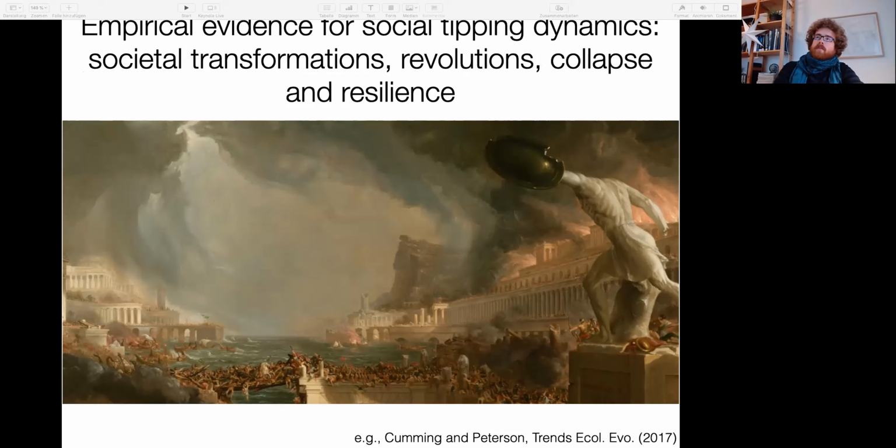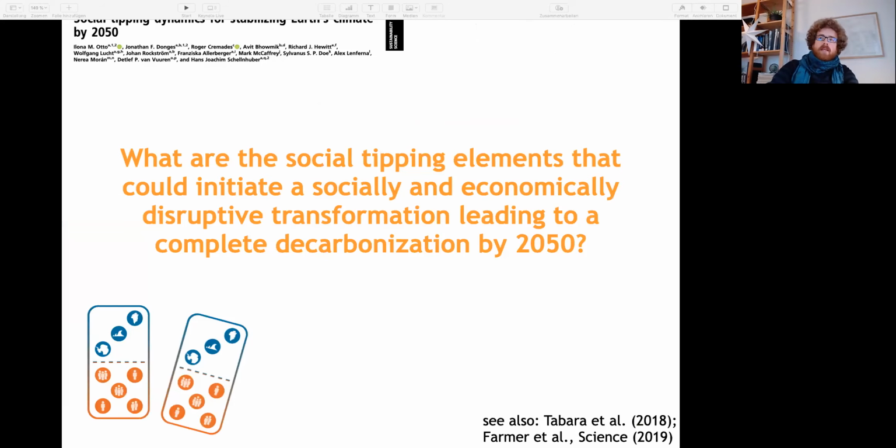There are societal transformations, revolutions, collapse of complex societies, and their resilience that have been studied in a large literature. And we've been asking, in one expert elicitation that we did in this Earth League network with Ilona Otto, Roger Cremades, and Arvid Bovik and others, what are actually social processes, what are social tipping elements that could initiate such socially and economically disruptive transformations that would lead the world to a complete decarbonization, or at least carbon neutrality by 2050, which would mean to really mitigate dangerous climate change.